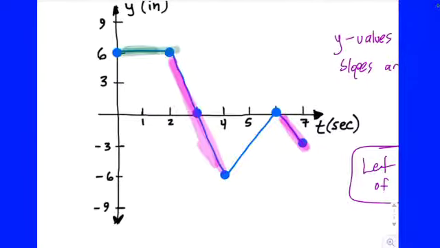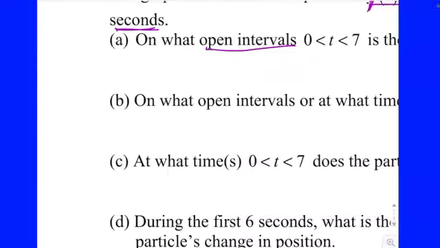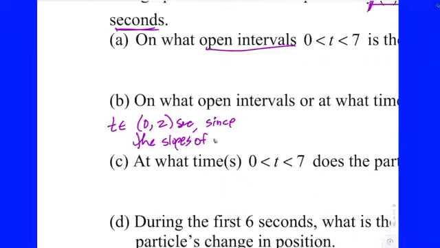It's going to be on the interval from 0 to 2. So we'll just say over here, t in 0 to 2 seconds, comma, since the slopes of y of t are 0 on this interval. And again, that's a judicious use of a pronoun.